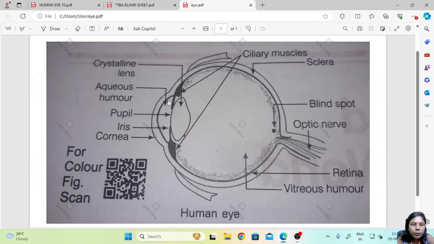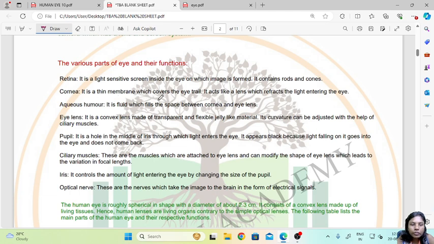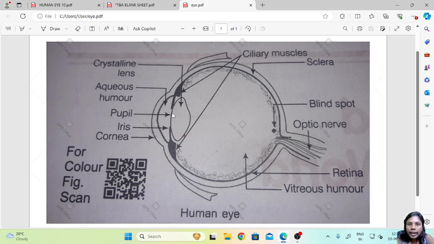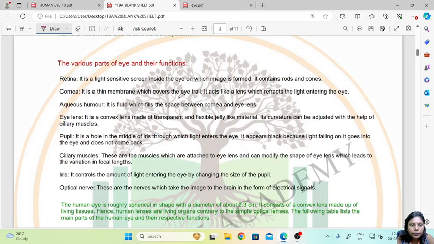Then we have the aqueous humor. This aqueous humor over here is the watery part. It is a fluid which fills the space between the cornea and the eye lens. If you look at our eye, we can see that it is slightly watery. It looks like there is some kind of fluid present. That is the aqueous humor. It is basically the gap between this crystalline lens and this cornea, and this gap is filled by the aqueous humor, which is a fluid.